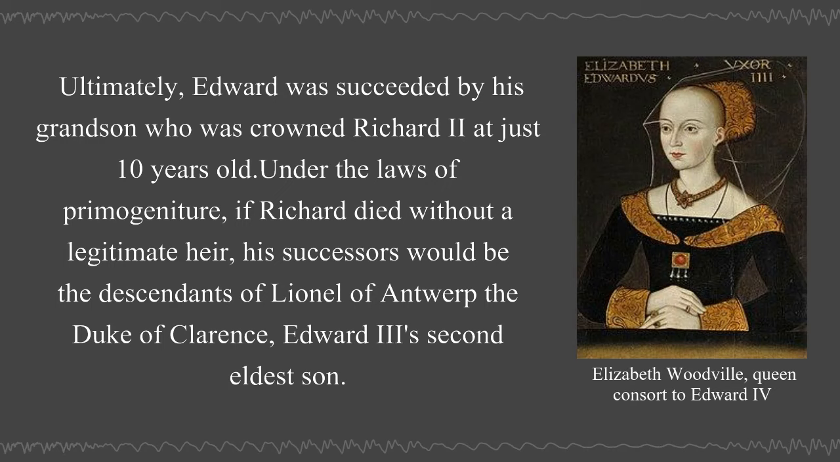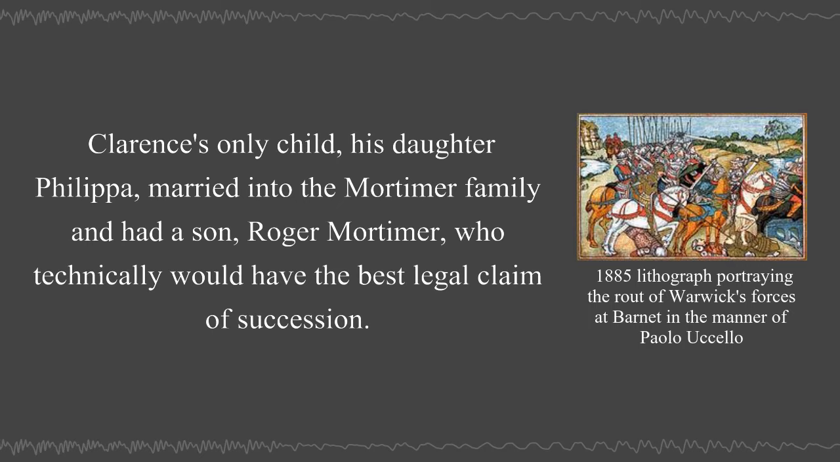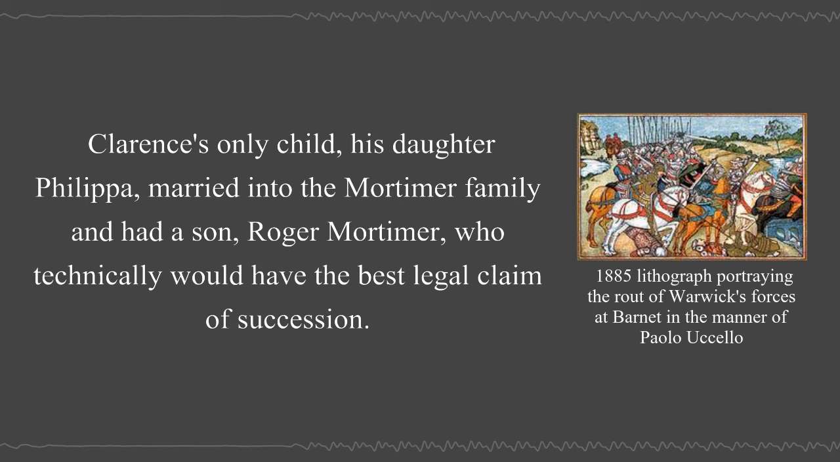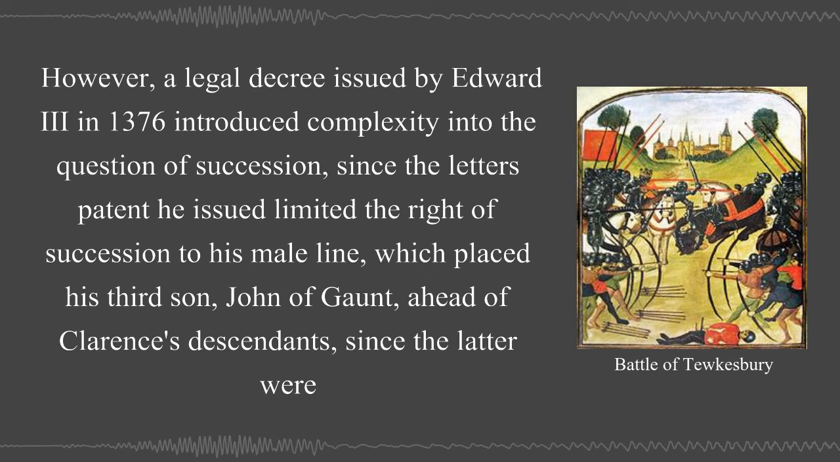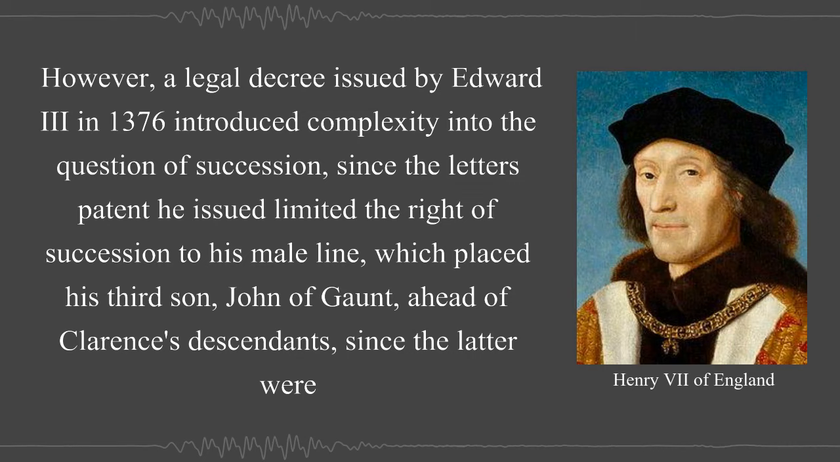Under the laws of primogeniture, if Richard died without a legitimate heir, his successors would be the descendants of Lionel of Antwerp, the Duke of Clarence, Edward III's second eldest son. Clarence's only child, his daughter Philippa, married into the Mortimer family and had a son, Roger Mortimer, who technically would have the best legal claim of succession. However, a legal decree issued by Edward III in 1376 introduced complexity into the question of succession, since the letters patent he issued limited the right of succession to his male line, which placed his third son, John of Gaunt, ahead of Clarence's descendants, since the latter were descended through the female line.